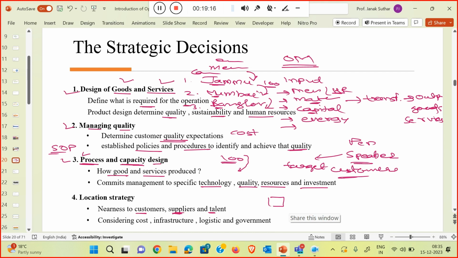When you select the location, you need to see that the location of the plant, or the location of the service where you are providing the service, should be near to the supplier, and it should be near to the talent. Next is considering the cost. I'm sorry, considering the cost, that is also an important part. When you locate a particular plant or service, you need to consider one more factor, that is the cost, how much it will cost us. You will see the infrastructure as well as the logistics, and you will see the government policy also.